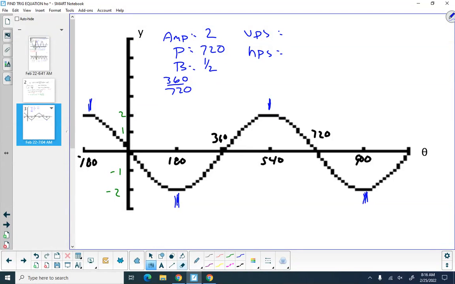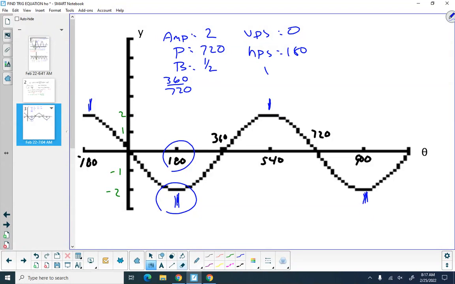And then vertical phase shift, what do you get? 0. Okay. I go from 2 at the top, I go negative 2 to the bottom, so I have no vertical phase shift here. Now the horizontal phase shift, that's up to you. What you want to choose for your horizontal phase shift. Paul, what'd you use for your horizontal phase shift? 180 degrees right here. So use 180 degrees.